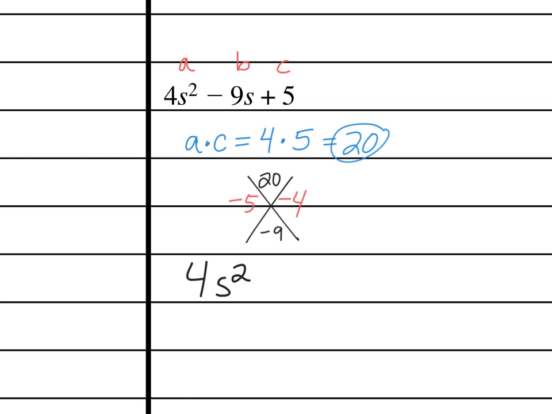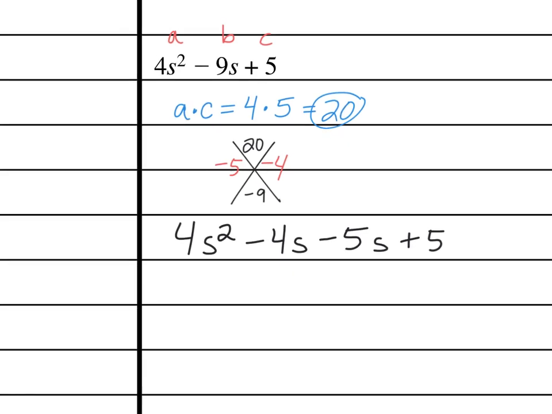Let's think about this logically. Which number has more in common with 4s squared? Would it be the negative 5 or the negative 4? The 4. So put negative 4s, then negative 5s, and plus 5. I will let you do the rest of this problem. I need you to factor by grouping. Go. That's really the hardest part. If you can get to this part, since you know how to factor by grouping, it's easy living.